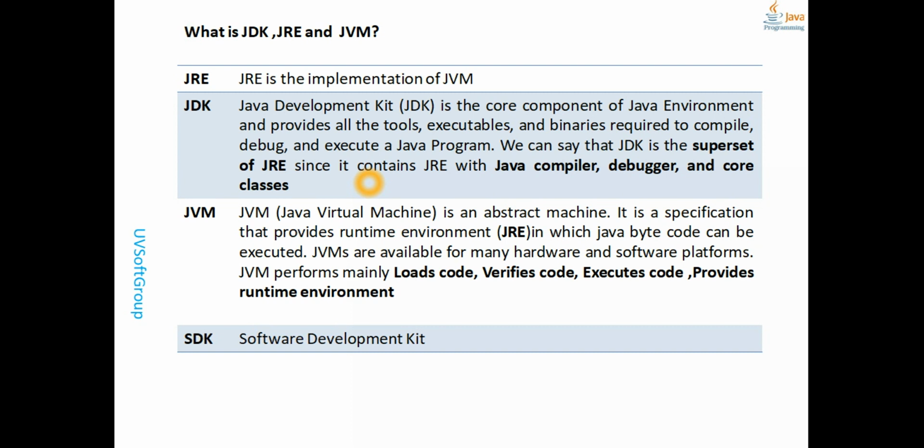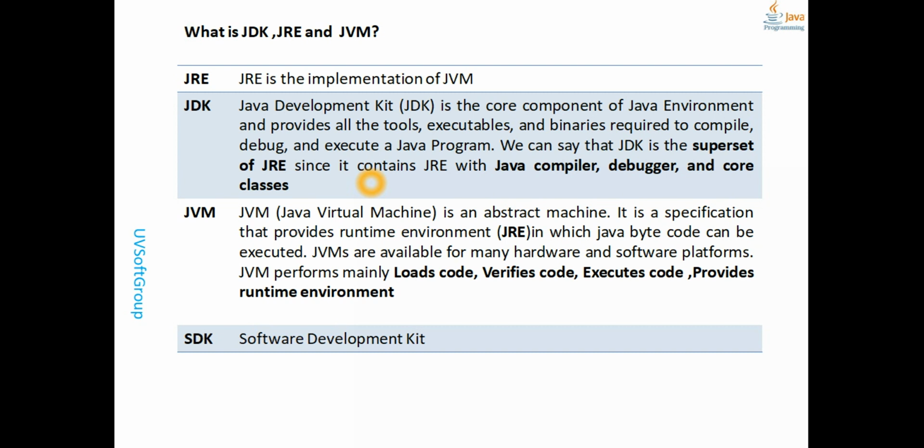We can say that the JDK is a superset of JRE, since it contains the JRE. It contains the Java compiler, the debugger and the core classes. That means when we install Java, we download and install the JDK, and then our JVM and our programming environment are ready.